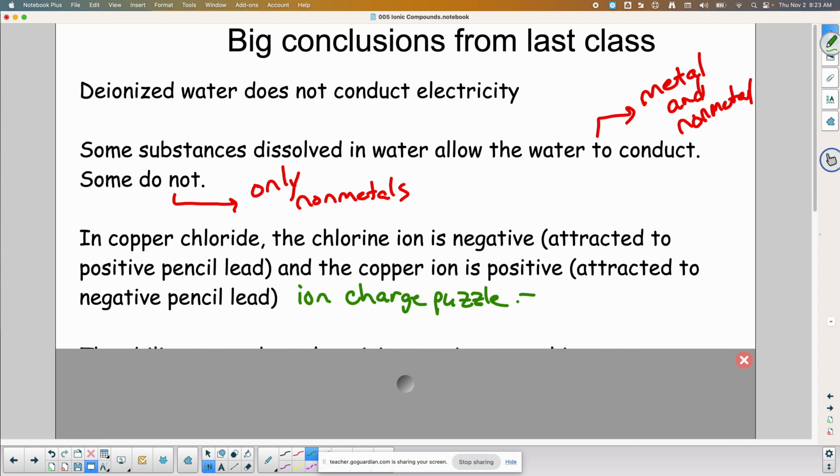And then this morning we learned that the charge depends on a column in the periodic table. So we put in the numbers, and from this point going forward, if we need to know the charge on an ion, we're just going to look at our periodic table, and we're going to pull the ionic charge straight from there.